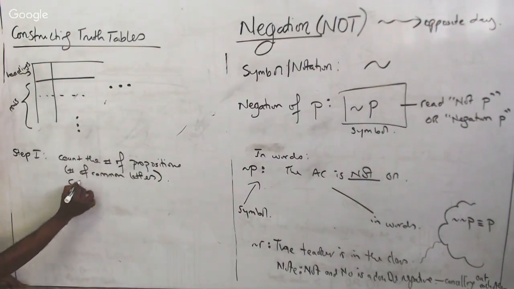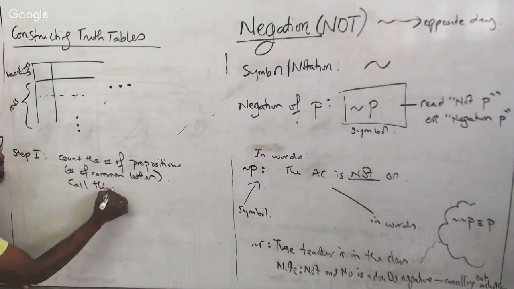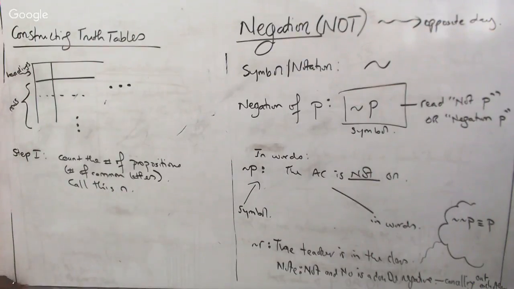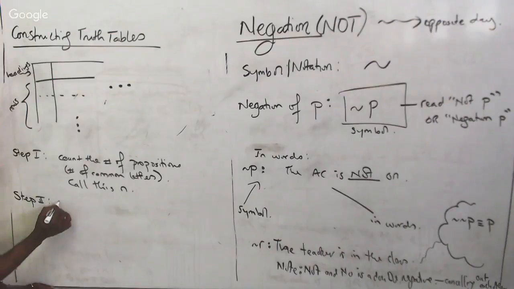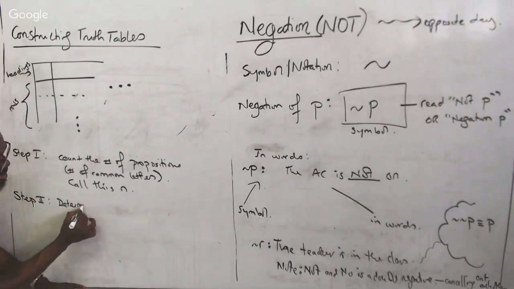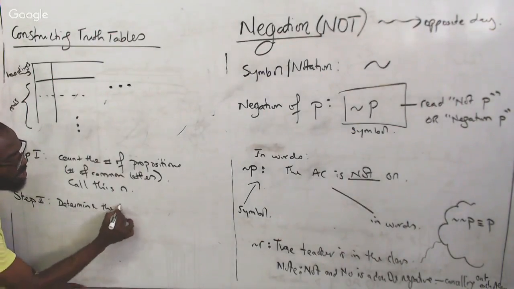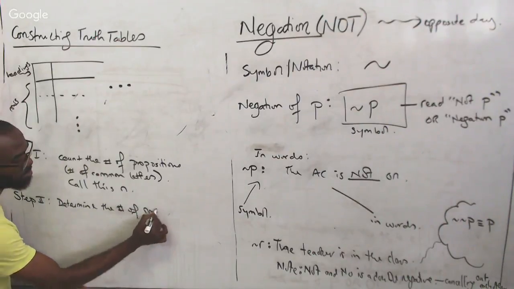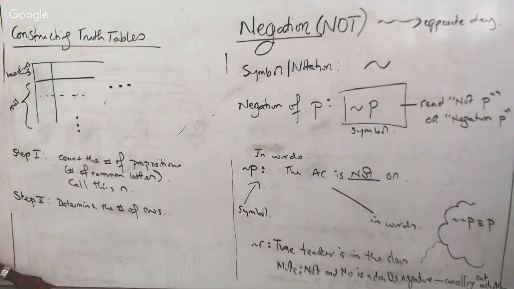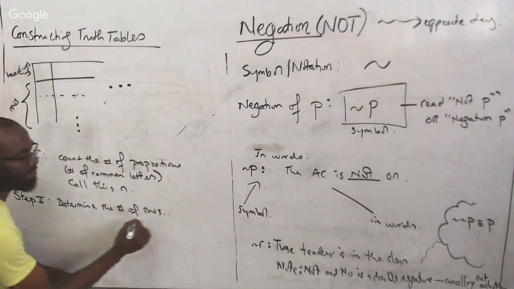You can call this n. Any number you get, you call it n, right? Step 2: determine the number of rows. And that's with a formula.